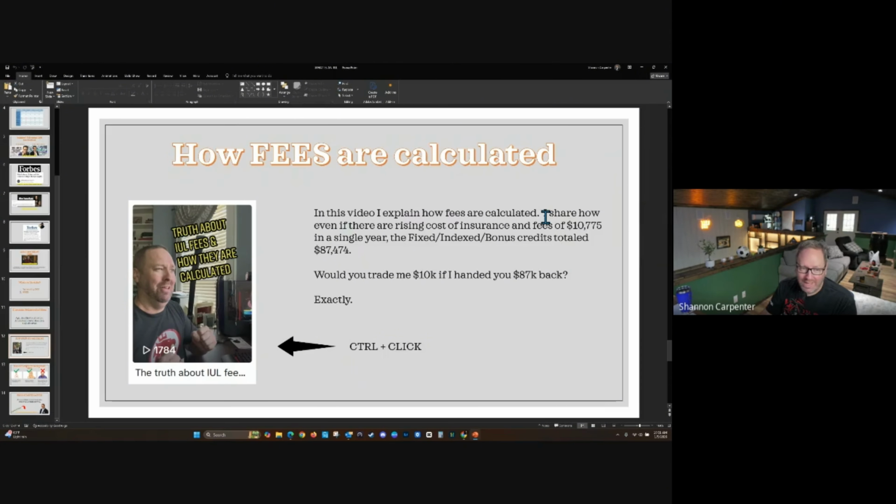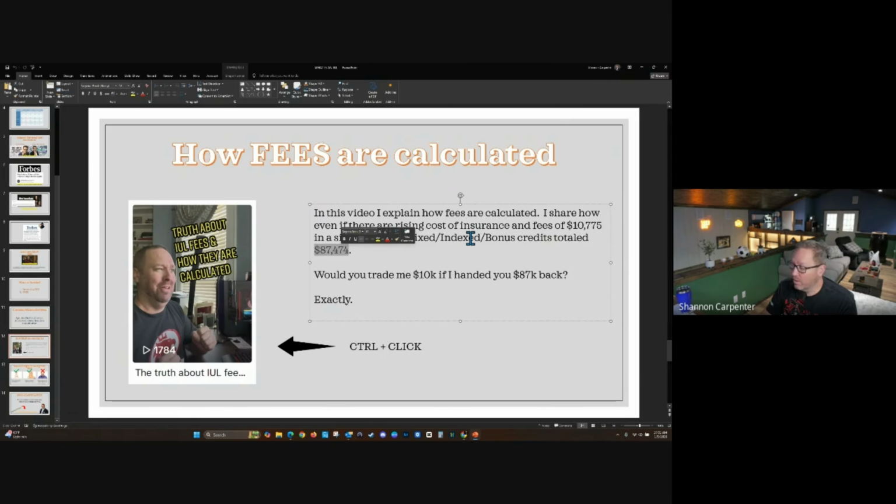And yes, when this guy was like 65 years old, right before they retired, the fee that year was $10,775 in a single year. That's the fee. But if you look at the fixed credits, the indexed credits, and the bonus credits, they totaled $87,000. So again, there's not too many people on the planet that are dumb enough that would not give me 10 grand if I was going to give them back 87 grand, right? Like that's just common sense, I would imagine.